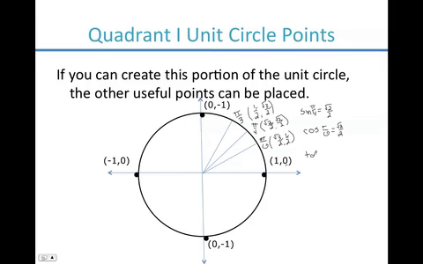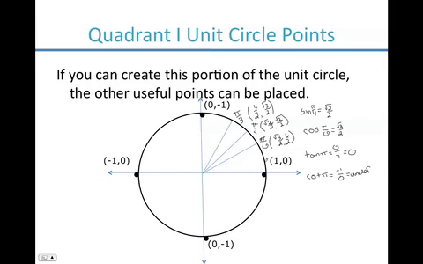If you want tangent of pi, that's still y over x, so 0 over -1, which gives you a result of 0. Don't forget that if you find cotangent of pi, which is -1 over 0, this answer is going to give you an undefined value.